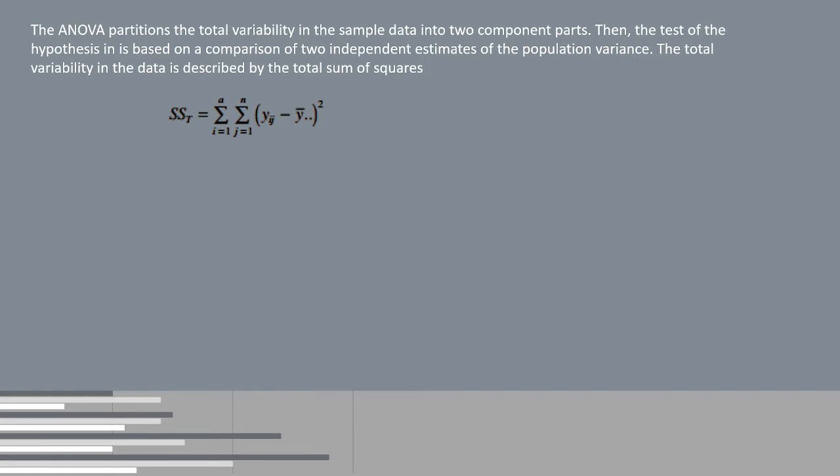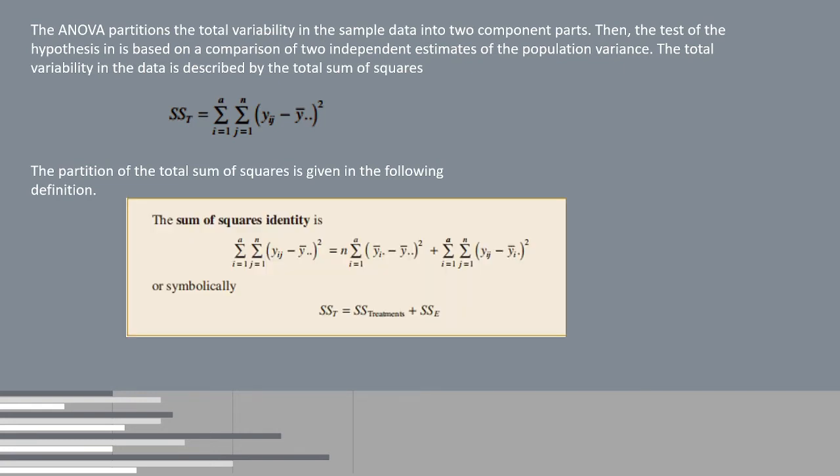And then summation lahat ng y, itong mga to mula i to j. Tapos, dahil dito sa equation natin na ito, malalaman natin ang partition of the total sum of squares is given in the following definition. Ito, the sum of squares identity is ito na lahat. Para sa symbolic or mas pinasimpleng equation para dito ay ito, which is sum of square T is equal to sum of square treatment plus sum of square error.